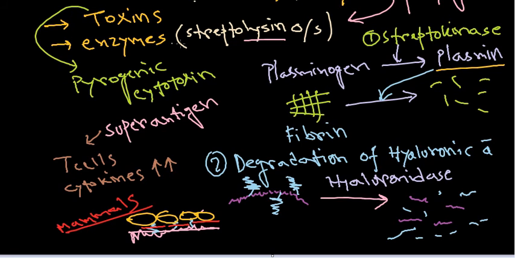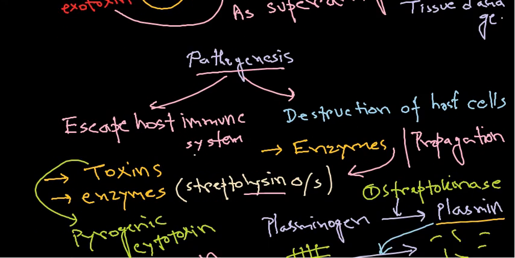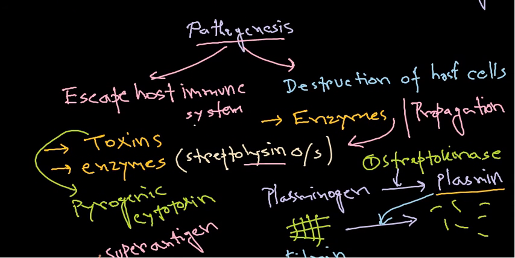One is to go against the immune response, and that is to inactivate the complement system. So they can inactivate the complement system. I forgot to mention this particular part, so let me mention it now. They can inactivate the complement system. How? By inactivating C5a.